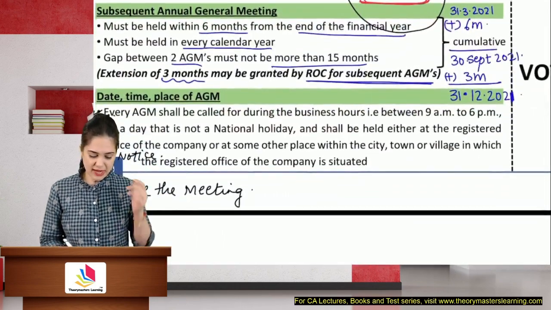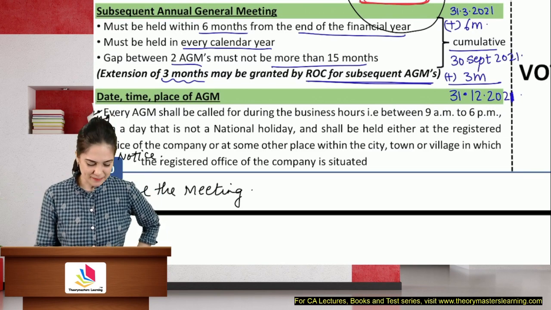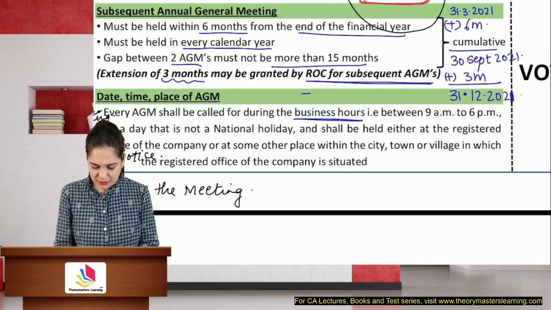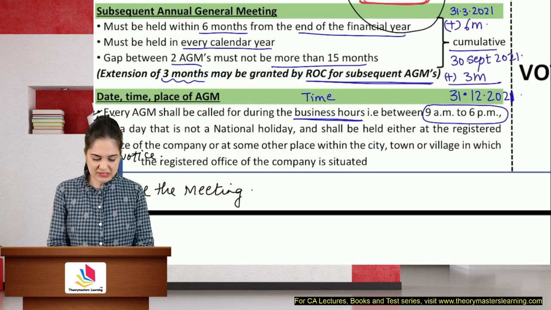Where should you hold the annual general meeting? What is the date of holding the AGM? Every AGM should be called during business hours. So what is the time? It should be held between 9 to 6. This is the business hours.